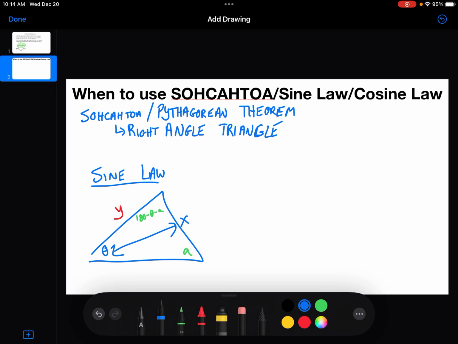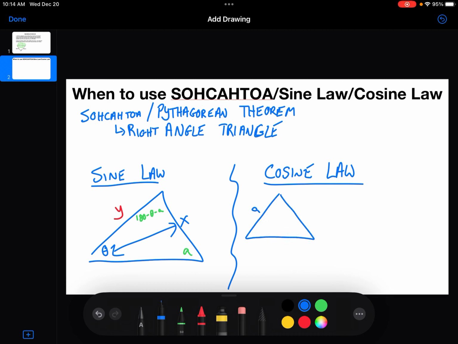That's super important. Cosine law: we don't have a complete ratio, but we do have side, angle, side, and in this case, you'd be solving for x, or you could have side, side, side, and then you could solve for any of the angles. In both of these cases, there's no right angle.